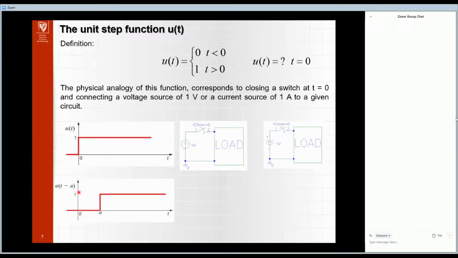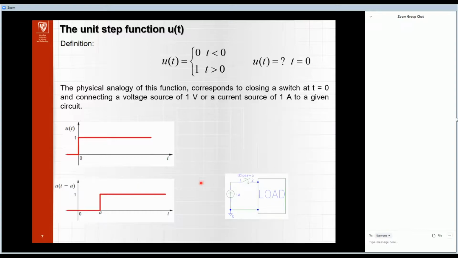And this is another situation, where we switch on at another time. The moment in this situation is equal to a. So at the moment a, it means a seconds from t equal 0, someone switches on the switch, and in this situation the closing time is equal to a.